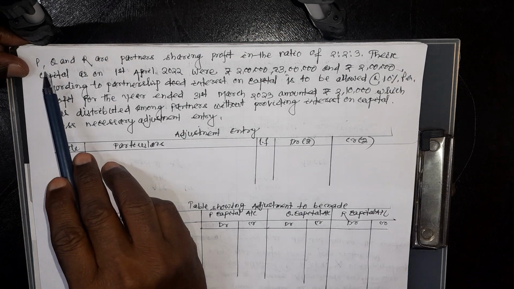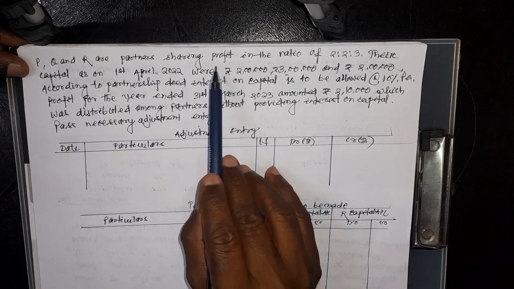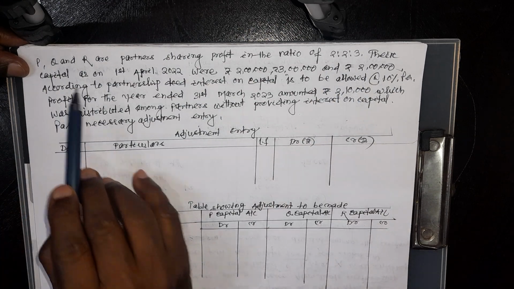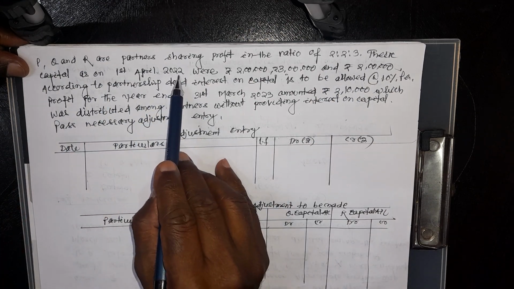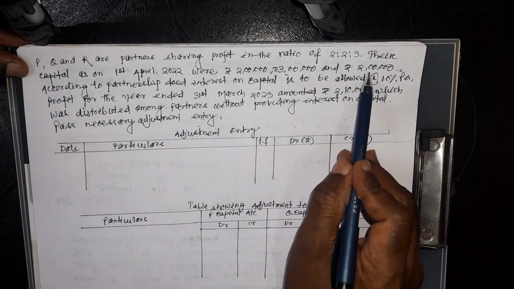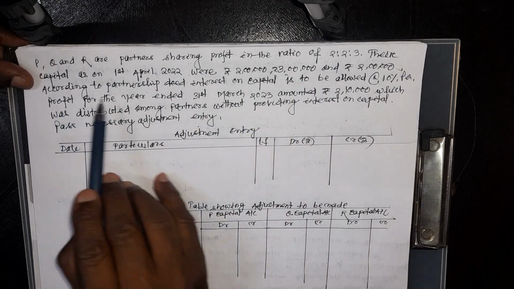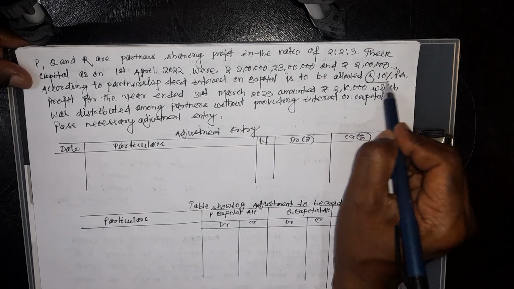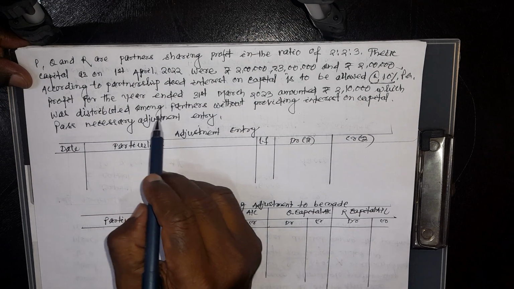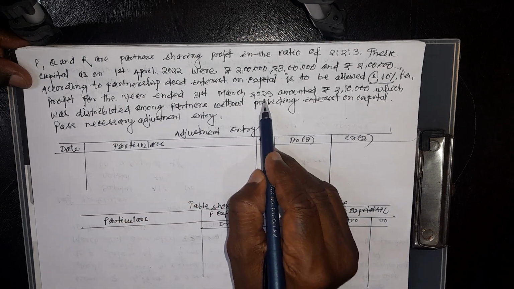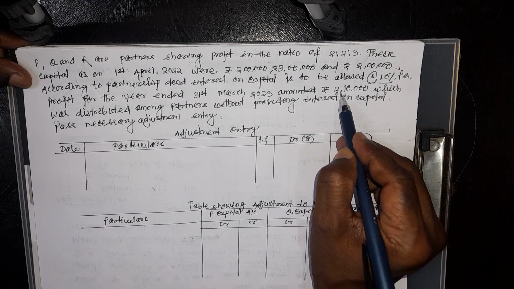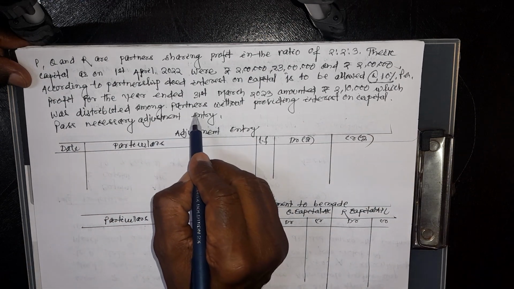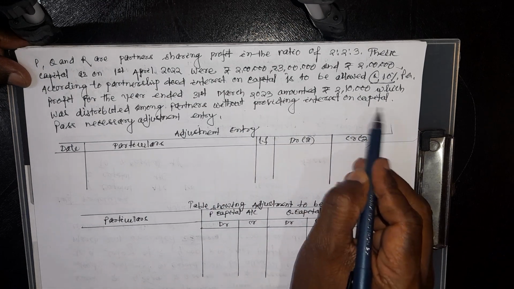I wrote the question: P, Q and R are partners sharing profit in the ratio of 2:2:3. Their capitals as on 1st April 2022 were 2 lakh, 3 lakh and 2 lakh. According to the partnership deed, interest on capital is to be allowed at the rate of 10% per annum. Profit for the year ended 31st March 2023 amounted to rupees 2,10,000, which was distributed among the partners without providing interest on capital.